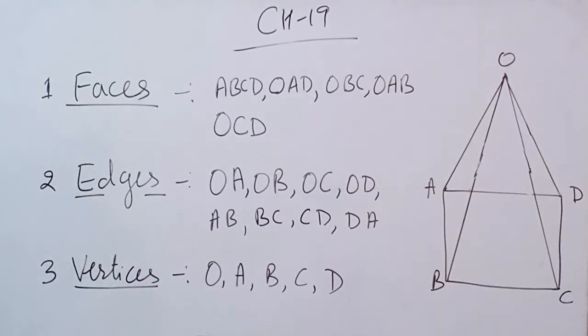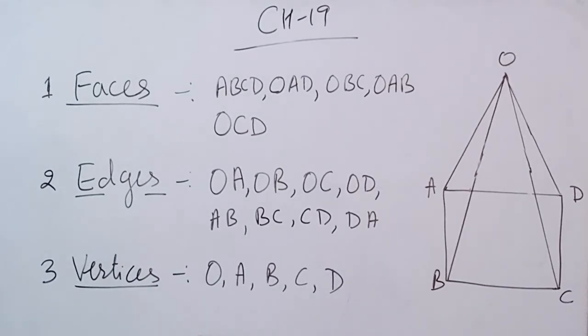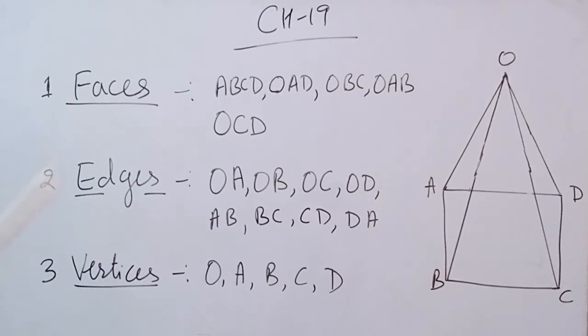Now we will study about the vertices. Points of intersection of the edges of a polyhedron are called its vertices. In the given figure, we have 5 vertices: O, A, B, C and D. With the help of this, we will do the sums of exercise 19, and these points will help you to know about the Euler formula. Euler formula is what? We will study now.